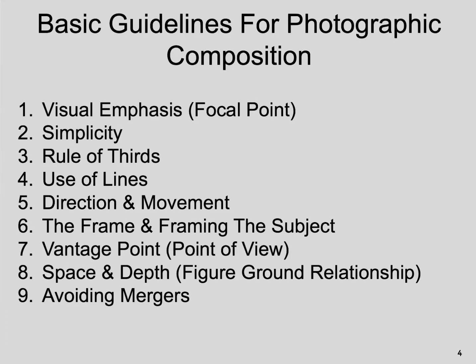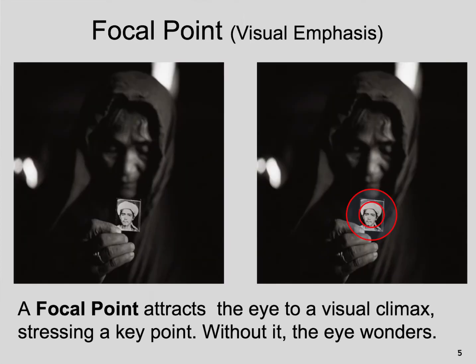So here are some basic guidelines for photographic composition. Visual emphasis, or our focal point. The idea of simplicity. Rule of thirds, use of lines, direction of movement, the frame and framing the subject, vantage point or point of view, space and depth, figure-ground relationship, avoiding mergers. So we're going to break these all down.